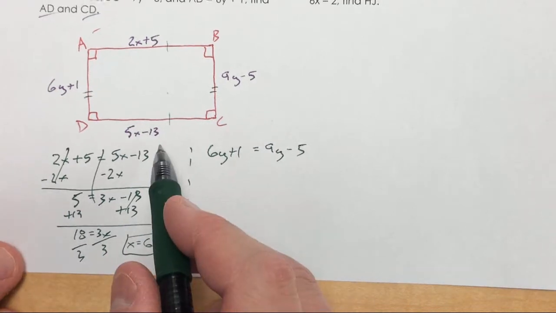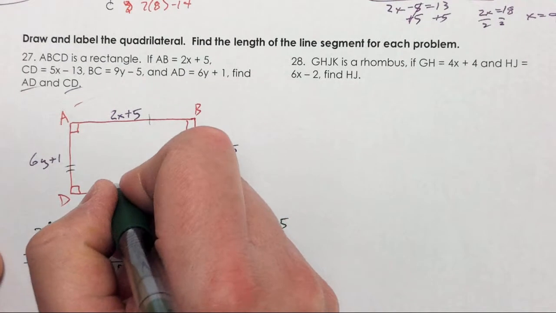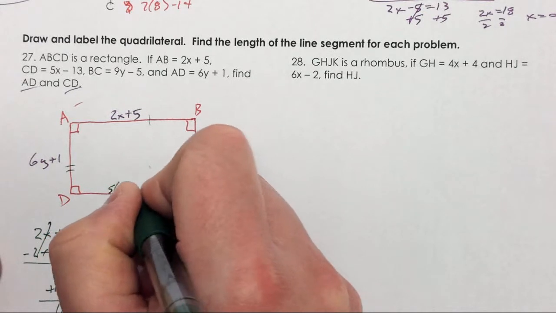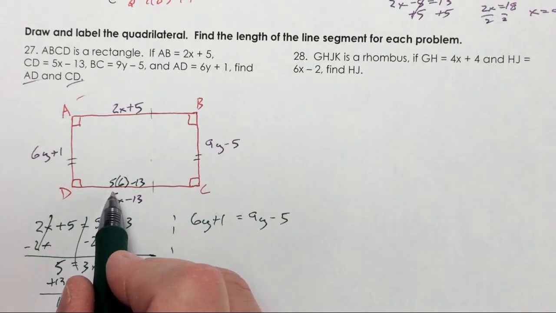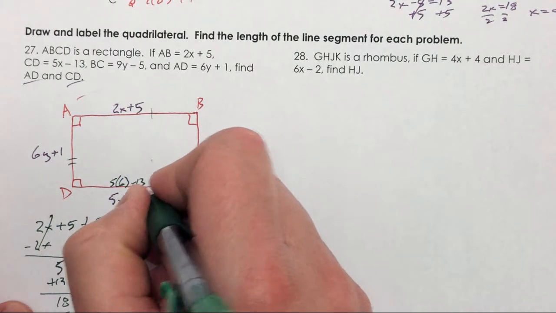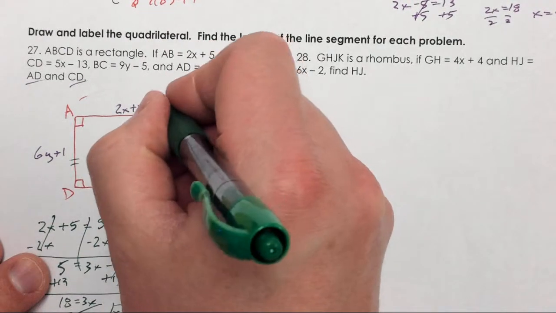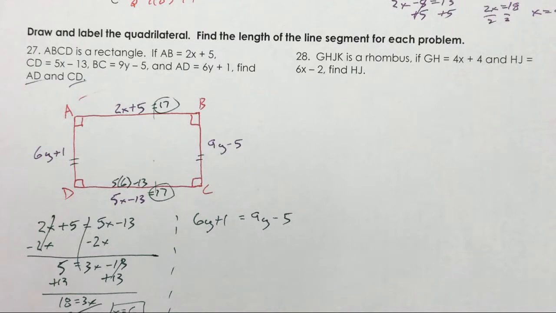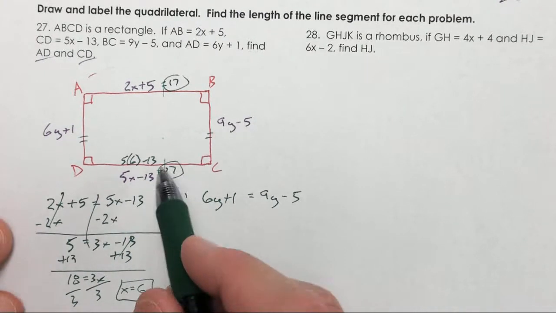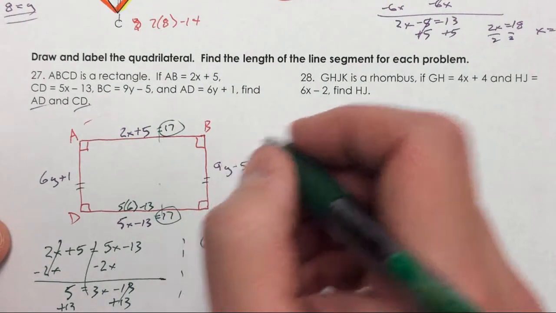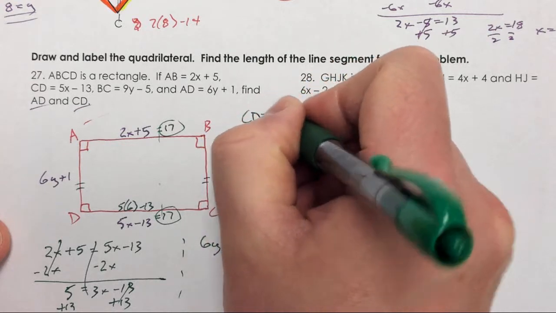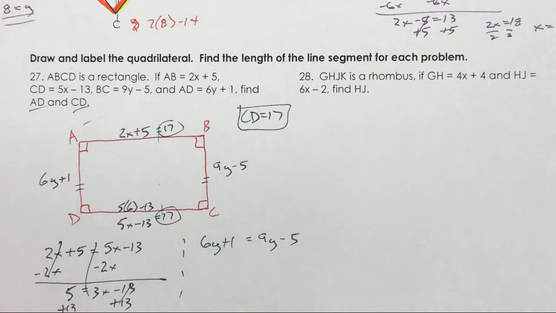So if I want to find CD, that's going to be 5 times 6 minus 13. Well, that's 30. What's 30 minus 13? That gets us 17. And if you do the same thing up here for AB, you also get 17. So you know that x has to be correct, which is 6. But we also know that CD we found to be 17. So that's half the answer.